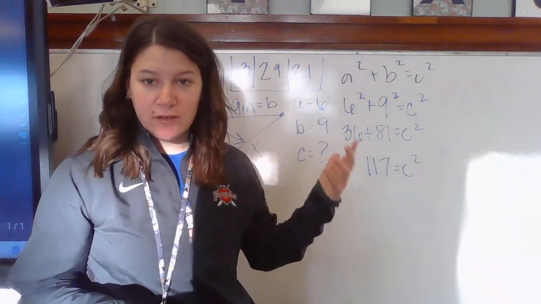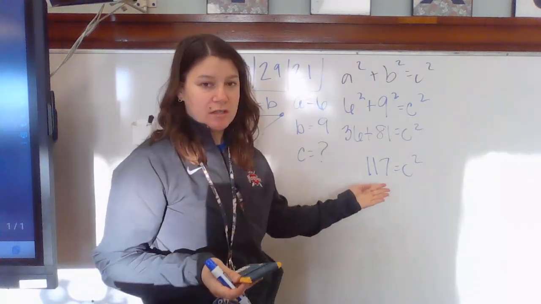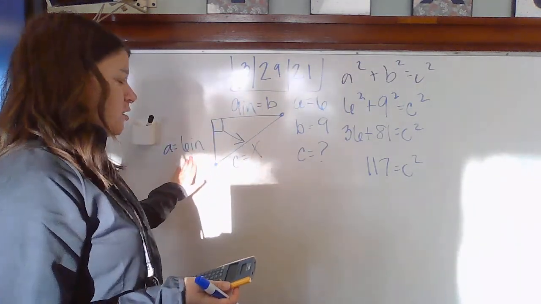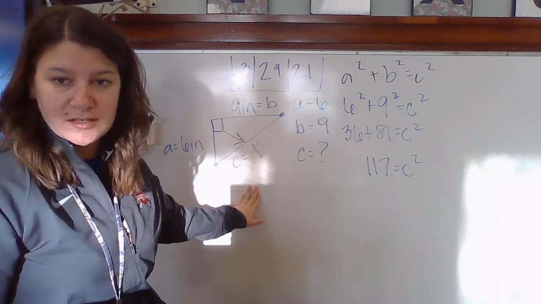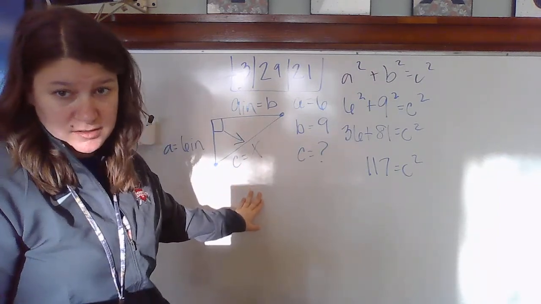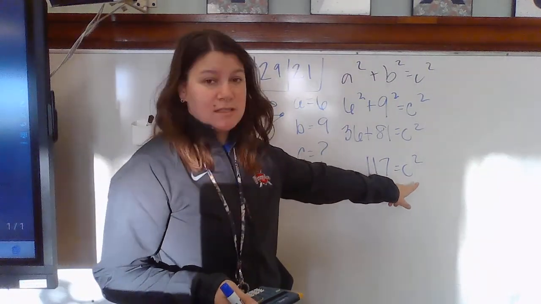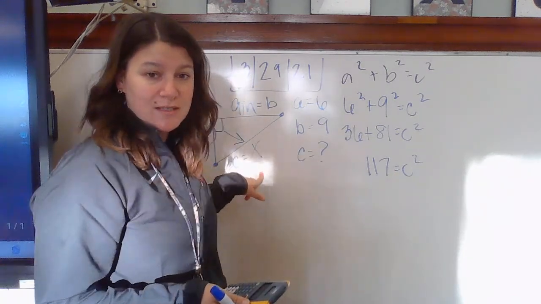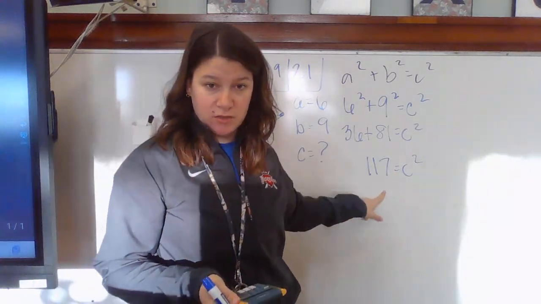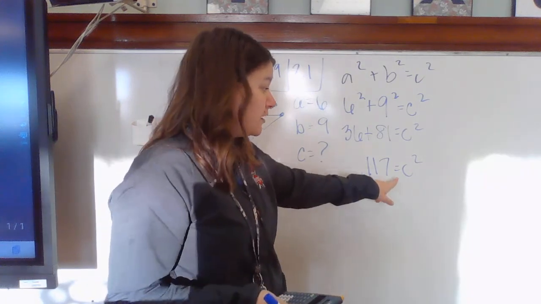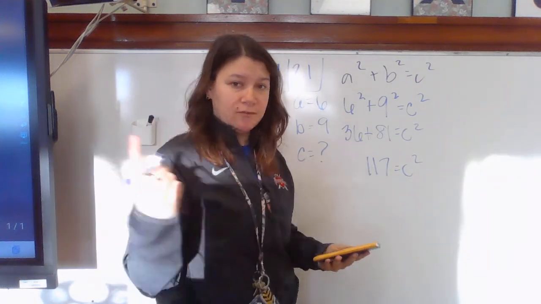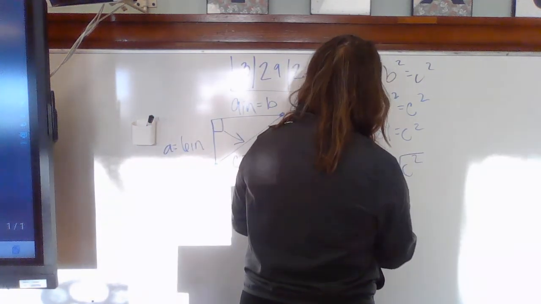Now, check yourself to see if this makes sense. If you think this is your answer, ask yourself, does it make sense that this would be 6 inches, 9 inches, and 117 inches? Absolutely not. That doesn't make any sense. But what I do know is that this side squared, so this side times itself, is 117. If I know that C squared is 117, I have to do the opposite and find the square root.